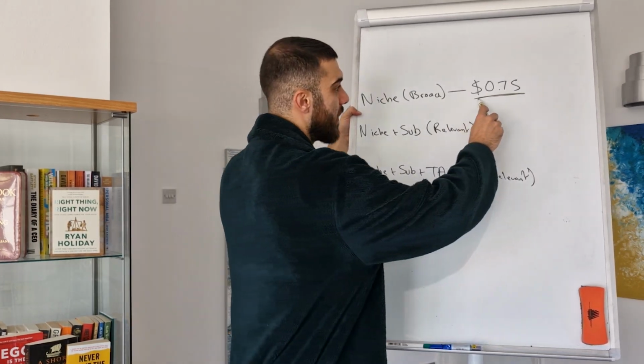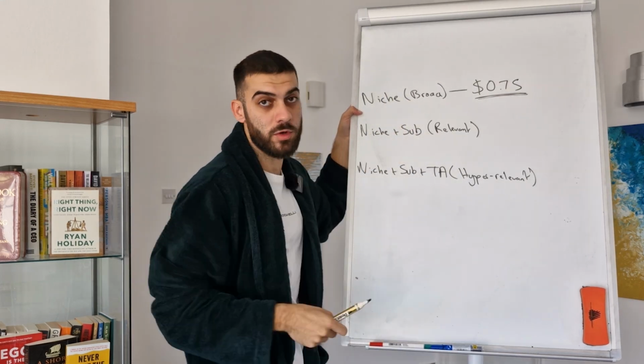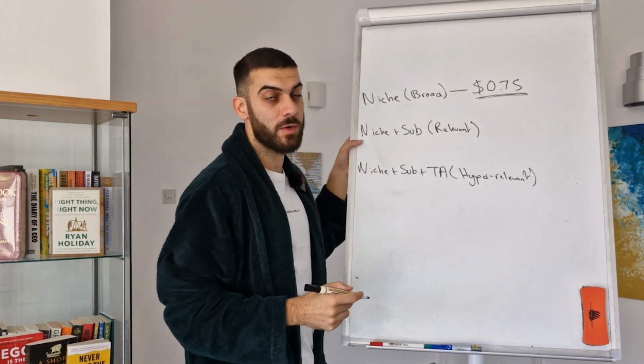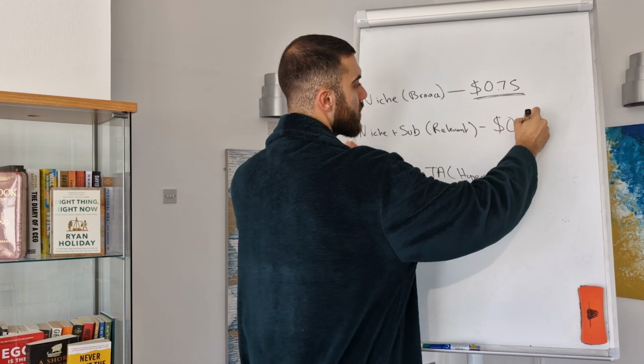So I would put 75 cents bid for this keyword, for the broadest version of my keyword. Now for my niche and sub-niche keyword, I would put 10 cents more. So I would go to 85 cents.